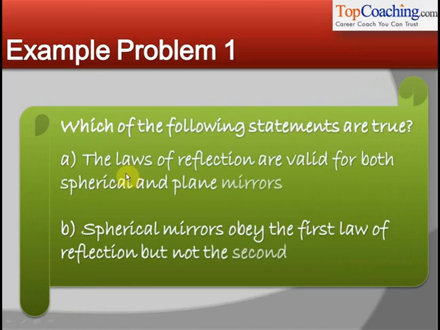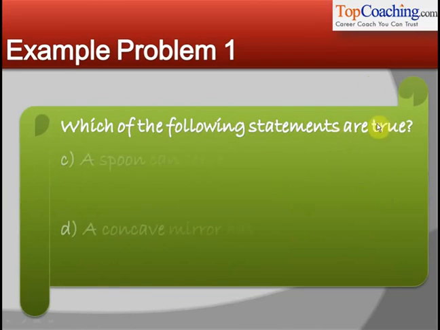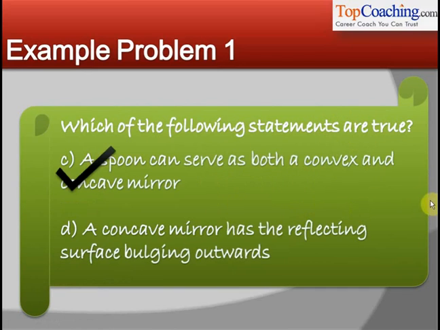The first option says the laws of reflection are valid for both spherical and plane mirrors. This option is definitely true. After all, the laws of reflection are always valid, no matter what kind of mirror we use. Option B is wrong, because spherical mirrors obey both the laws of reflection, not just the first. What about option C? Option C is correct. A spoon can serve both as a convex and a concave mirror. If you look at the spoon, the inward curving end of the spoon facing you, you get a concave mirror. If you look at the spoon with the bulging end of the spoon facing you, you get a convex mirror.